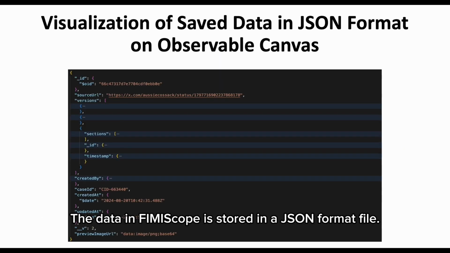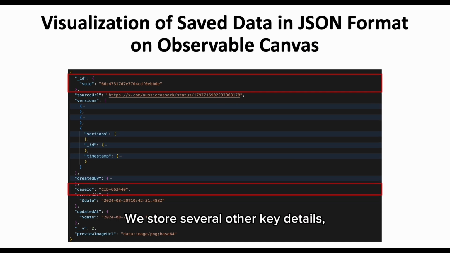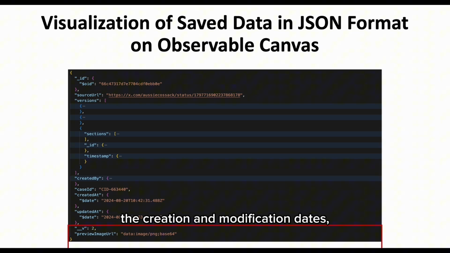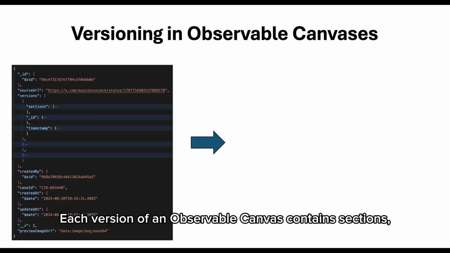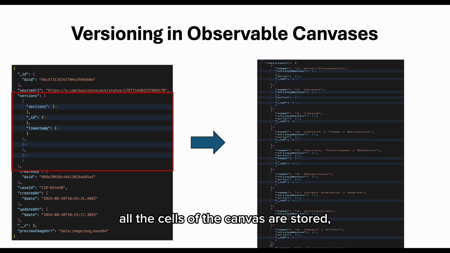The data in FIMIScope is stored in a JSON format file. In the observable canvas, as shown in the picture, each created canvas is assigned a unique ID and case ID. We store several other key details, including the source URL, created by, the creation and modification dates, and the version history. Each version of an observable canvas contains sections, and within these sections, all the cells of the canvas are stored, as demonstrated in the right picture.